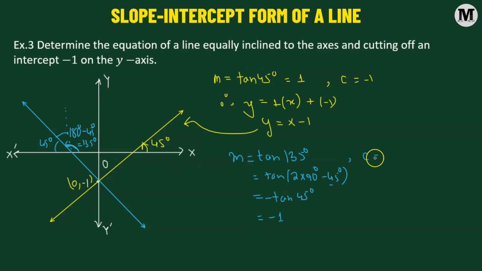Now here also the c value is -1, which implies that y equals m times x plus c, or simply put, y equals negative x minus 1. So that's going to be the equation of the blue line. So we have two equations. Okay, let's go to the fourth problem.